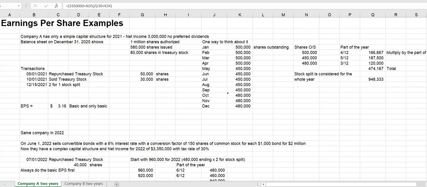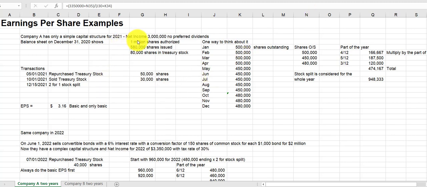So we've got a situation here with company A, who currently, only in 2021, has a simple capital structure. They have net income of $3 million. They have no preferred stock. They have no stock options, no convertible bonds, none of that stuff. Okay, so we're doing this simple.